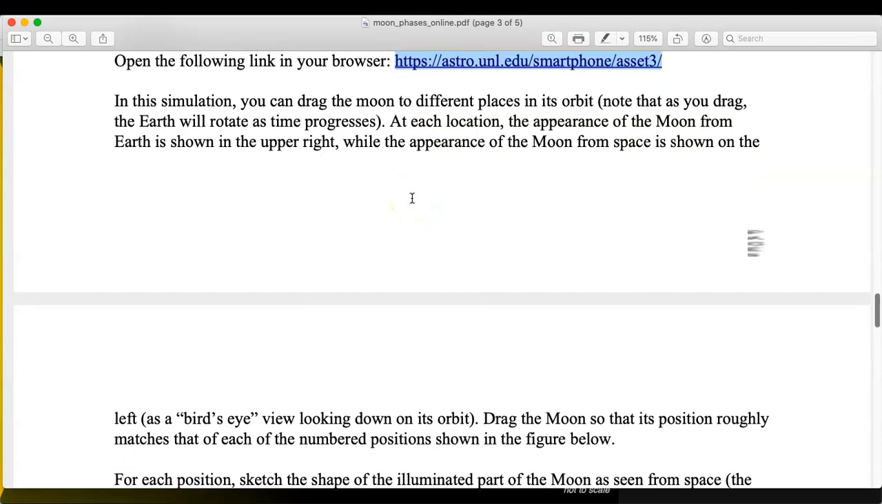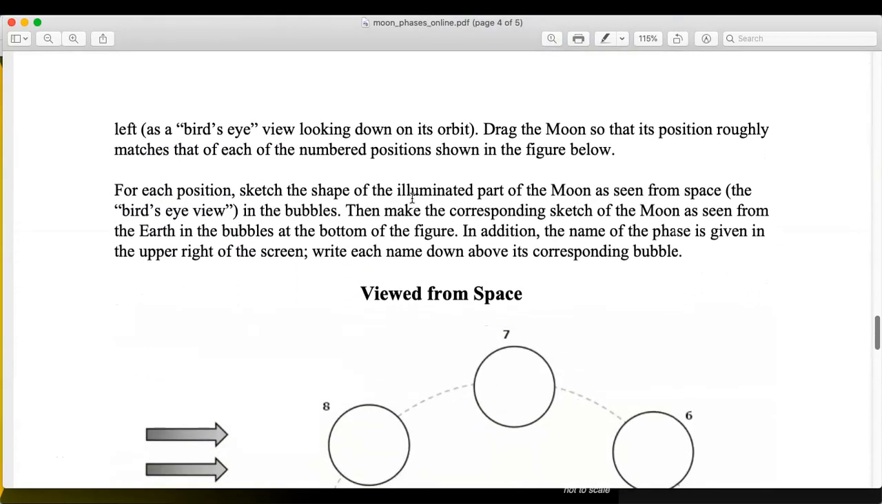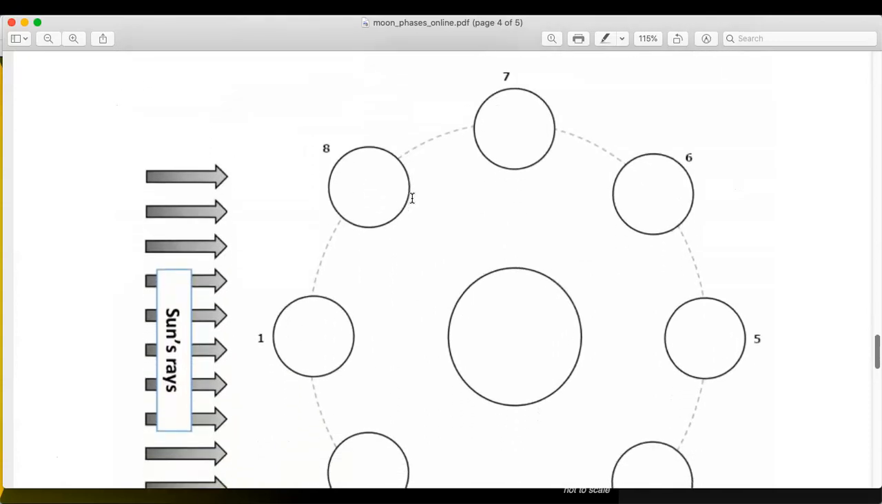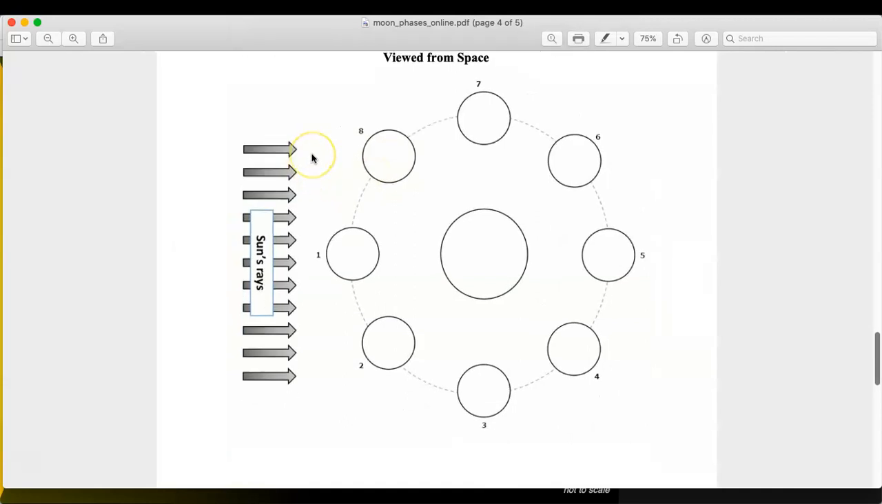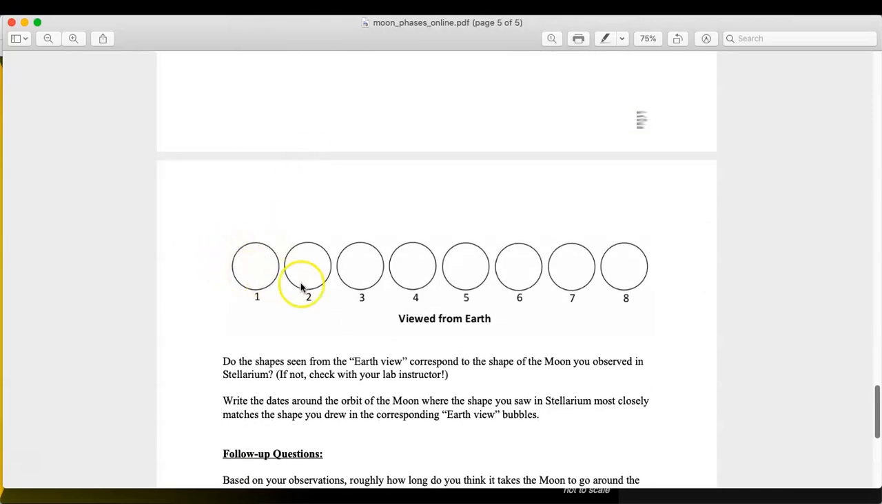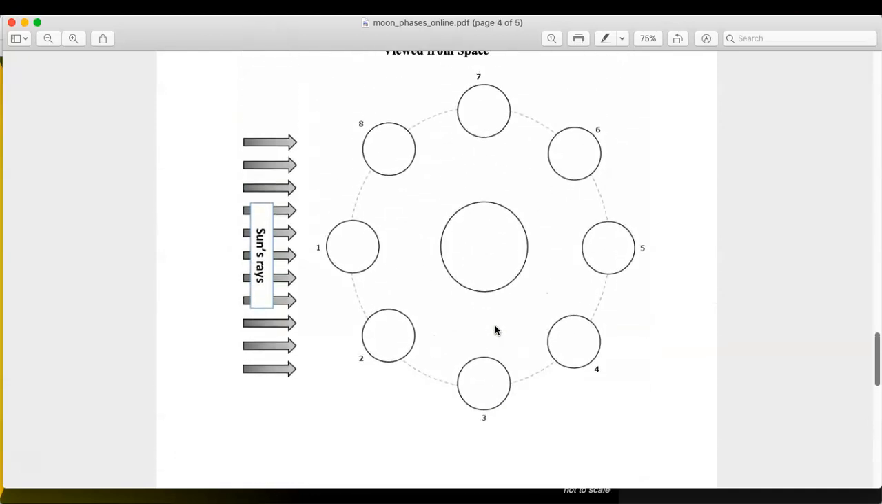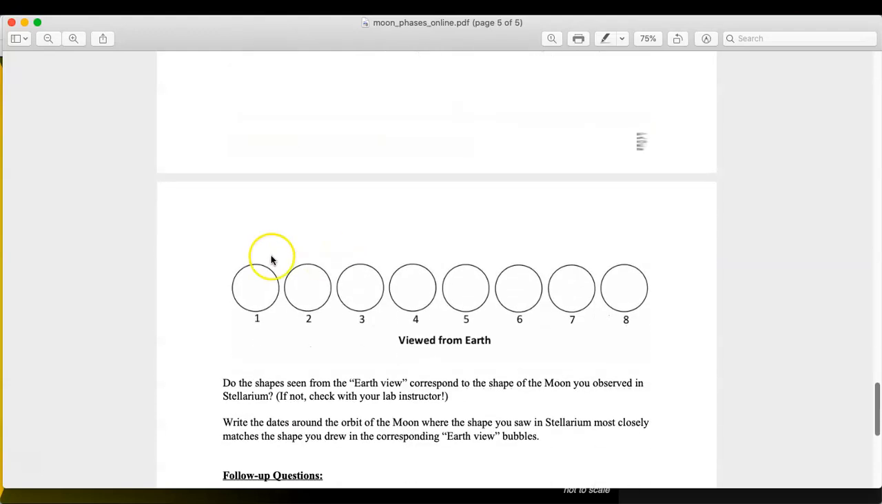So let me show you the places in our lab that it's talking about. We have this first diagram here, which is the view from space. And then the second diagram below it is just a series of lunar disks, and you can draw the phase in as viewed from Earth. So for each of these 8 positions, 1 through 8, of the moon going around the Earth, we're going to make an observation, a bird's eye, and at the same time, an observation as viewed from Earth. So let's take that first example.